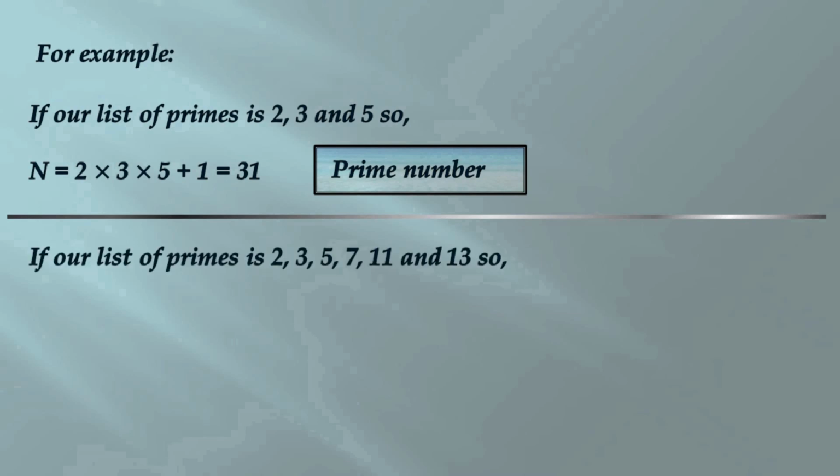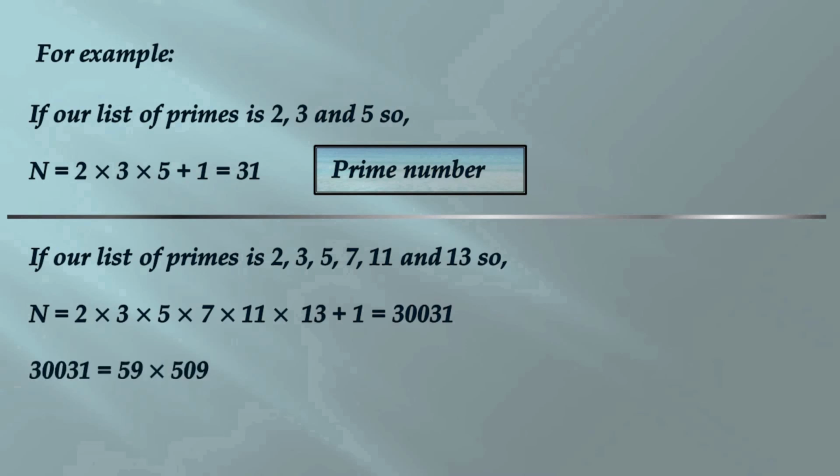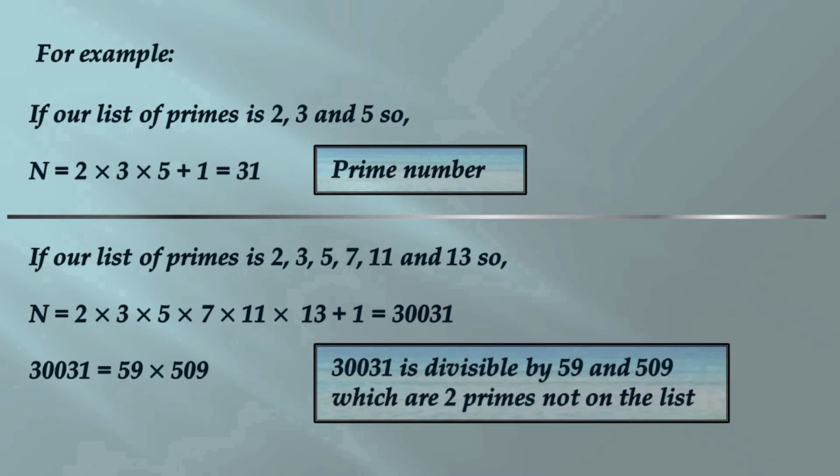Another example, if our list of primes is 2, 3, 5, 7, 11, and 13, the number n equals the product of these primes plus 1. This is 30,031. That equals 59 times 509. This makes the number n divisible by 59 and 509, which are two primes not on the list.